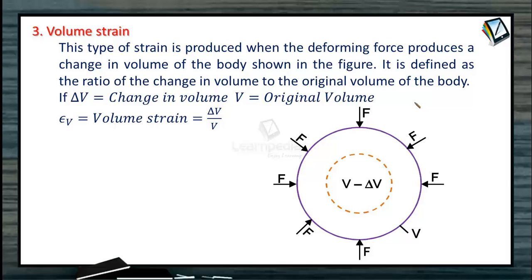And the third kind of strain is the volume strain, which is clearly delta V upon V. If we apply the bulk stress on a body and suppose there is a corresponding change of volume delta V, then delta V upon V, change in volume divided by the original volume, is basically the volume strain. So this corresponds to the volume stress as we defined earlier.